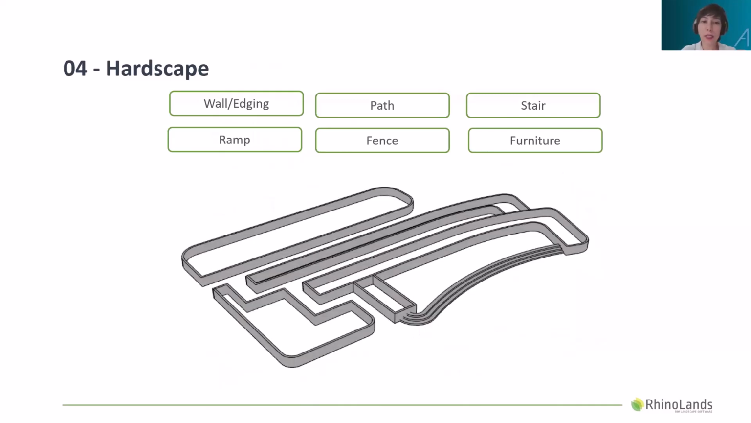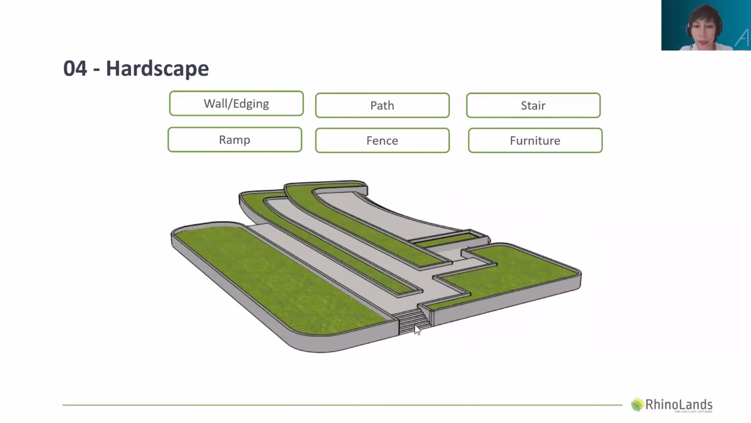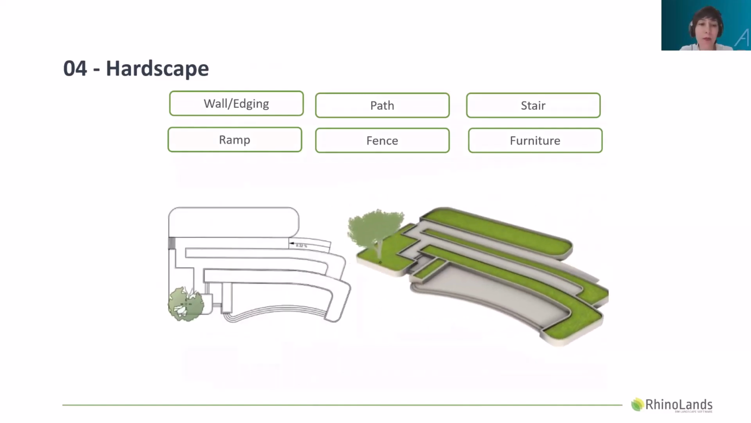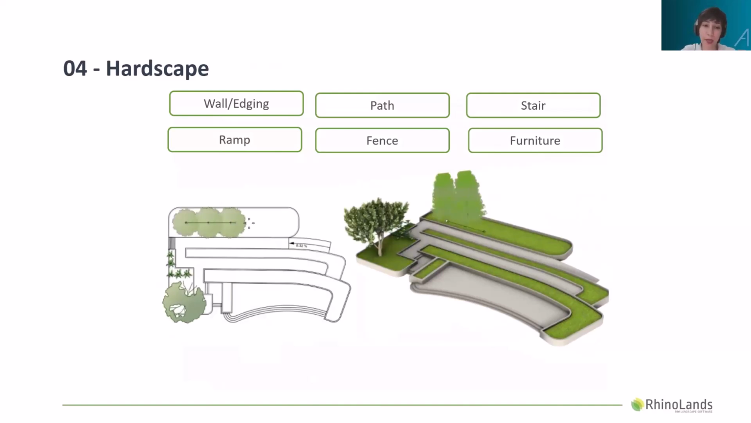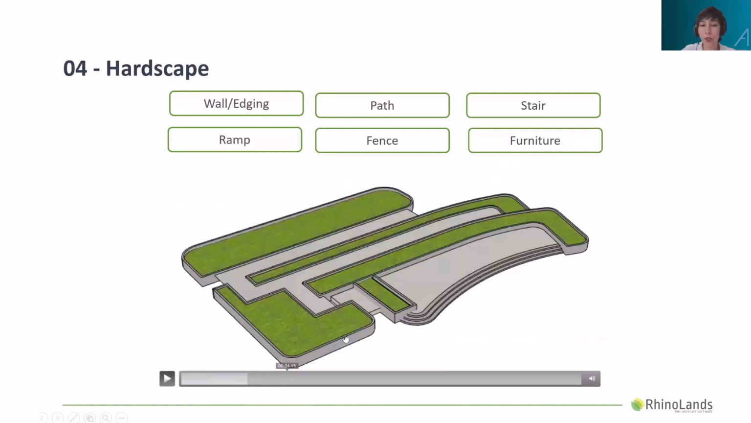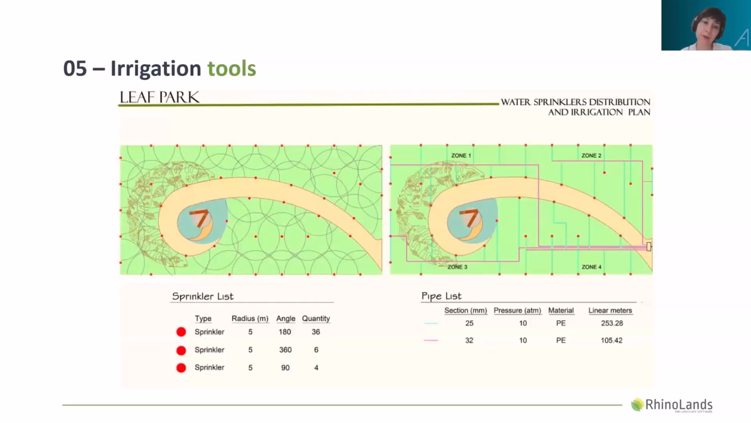But there are parametric hardscape tools, including walls or edging, parametric paths, parametric stairs, parametric ramp, and parametric fence. Also, there is a block library for furniture inside the program. As you see in this example, the blocks are parametric, but of course we can indicate the thickness and the height of these blocks and also the material.